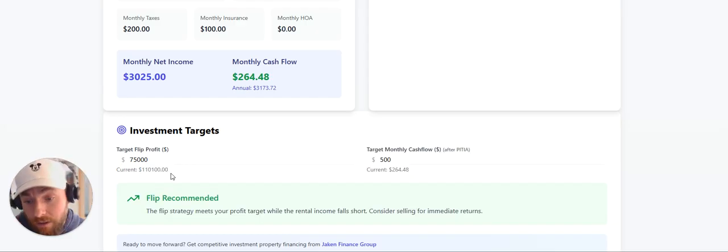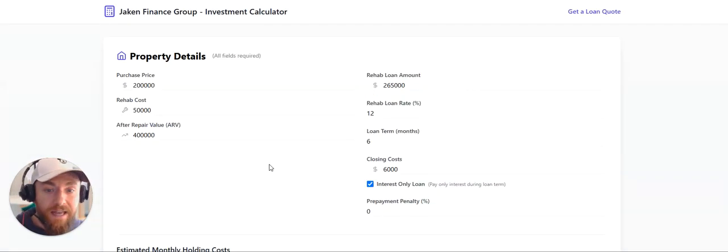So that's a tool for you to use for free. Again, it is flip or hold, all one word, fliporholdcalculator.com.